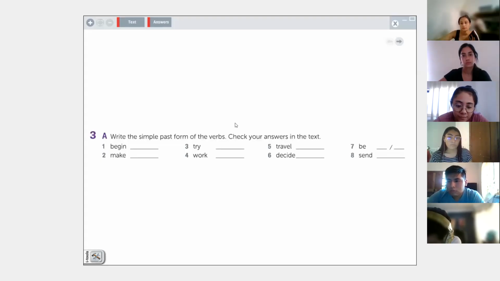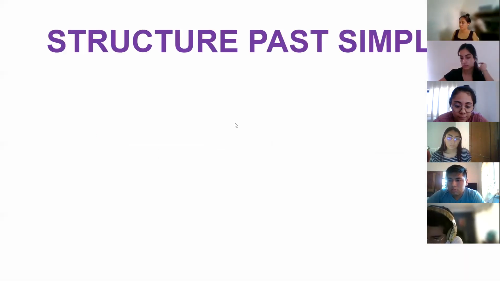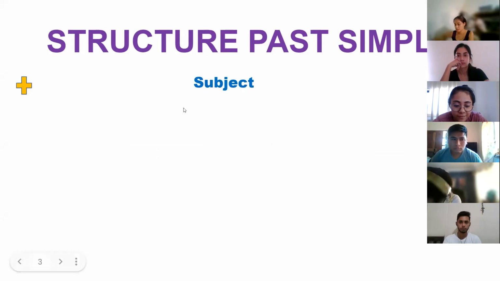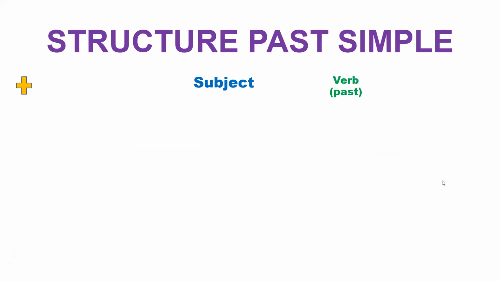Okay, so we are going to check the structure of the past simple or the simple past, okay? So when we are not using the verb to be in a sentence in the simple past form, we have a structure to follow, right? We have affirmative sentences and we need the subject, the verb in the simple past, and the complement, right? For the affirmative sentence. What about the negative sentence?